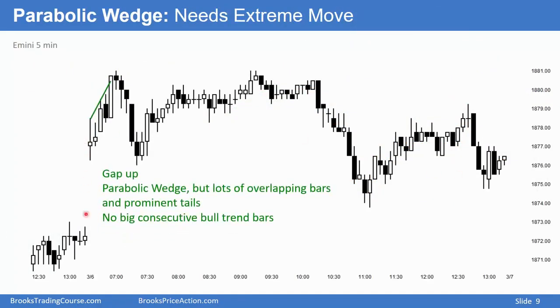Here we got a gap up on the open, 3 pushes up, first push and then a pullback, second push and a pullback, and a third push. And now we have a bear body. Possibly a parabolic wedge reversal on the open.